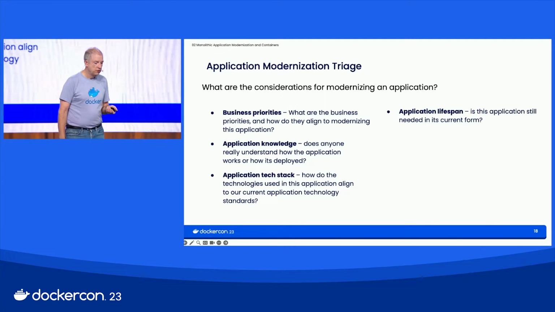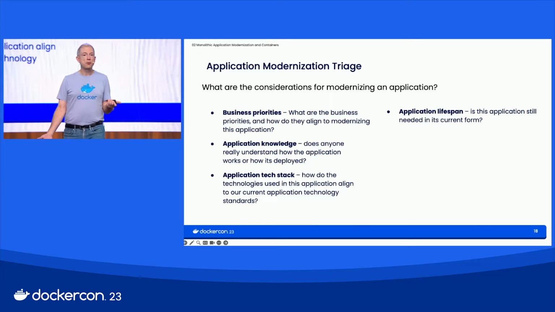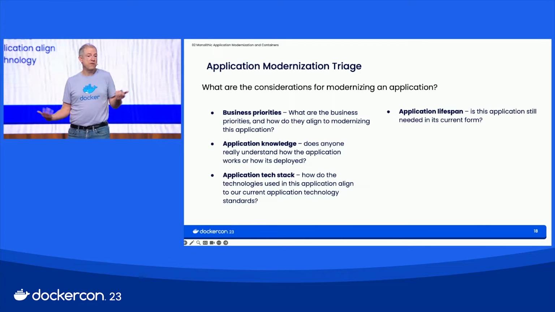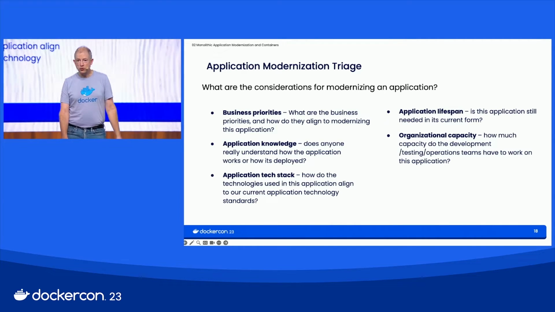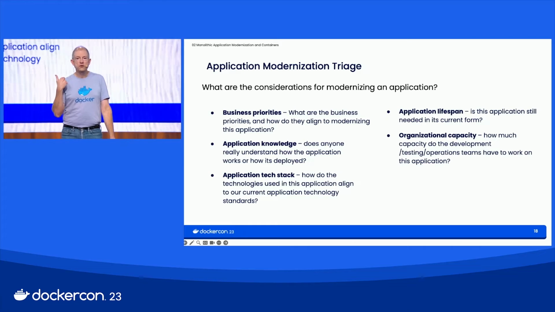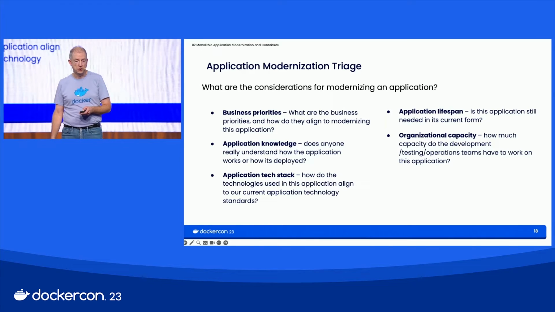Application lifespan. Does the business still need this application in its current form, or have you moved on from this point? And how does that affect your modernization strategy? Organizational capacity. Your developers, your testers, your operations people have their own day jobs. So where are you going to find the capacity to actually do this modernization? How is that going to work in comparison with everything else you're supposed to be doing?